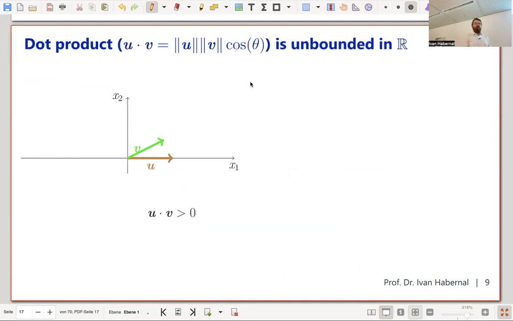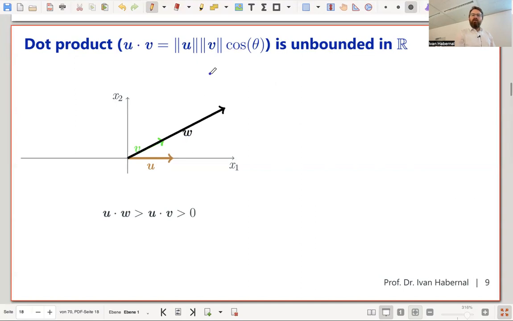The thing is that the dot product, the product as we have here, is unbounded, so it doesn't have a bounded range. It could be anything. So we have these two vectors, and now we know the dot product is greater than 0. Why is that so? Because the angle is smaller than 90 degrees. They're pointing in some direction, so it's more than 0.